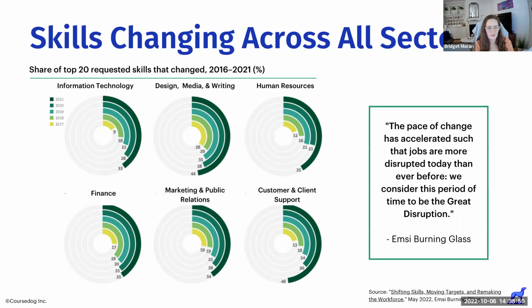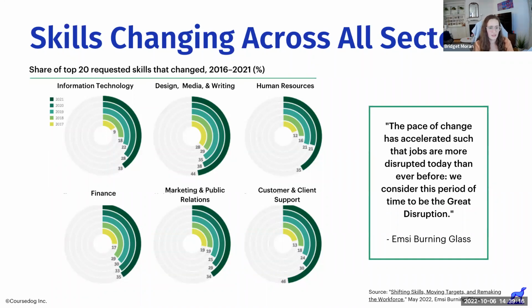You'll see that 33% of the top 20 requested skills for IT professionals changed between 2016 and 2021. But the percentage change was the same or greater for 5 of the other fields highlighted here. So for example, 35% of the top 20 skills requested for HR professionals changed during that same time period.